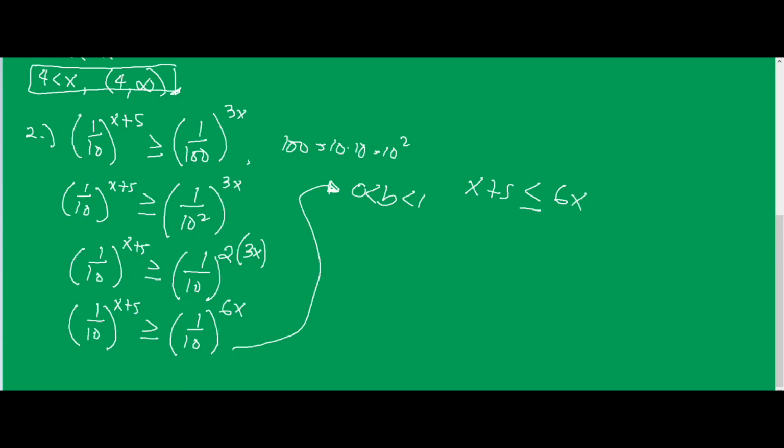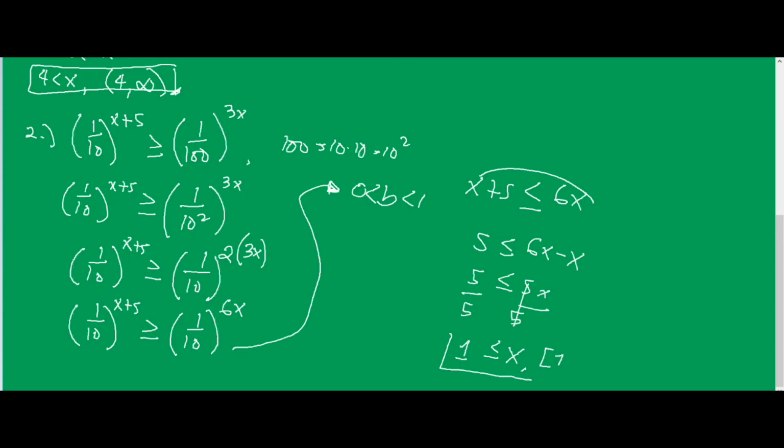And by that, I can transpose x sa kabila. 6x minus x, which is 5x. Divide both sides by 5. Cancel that one. So, x is greater than or equal to 1 in interval notation. That is 1 and then positive infinity. Parenthesis. There you go. So, that's how you answer now exponential inequality.